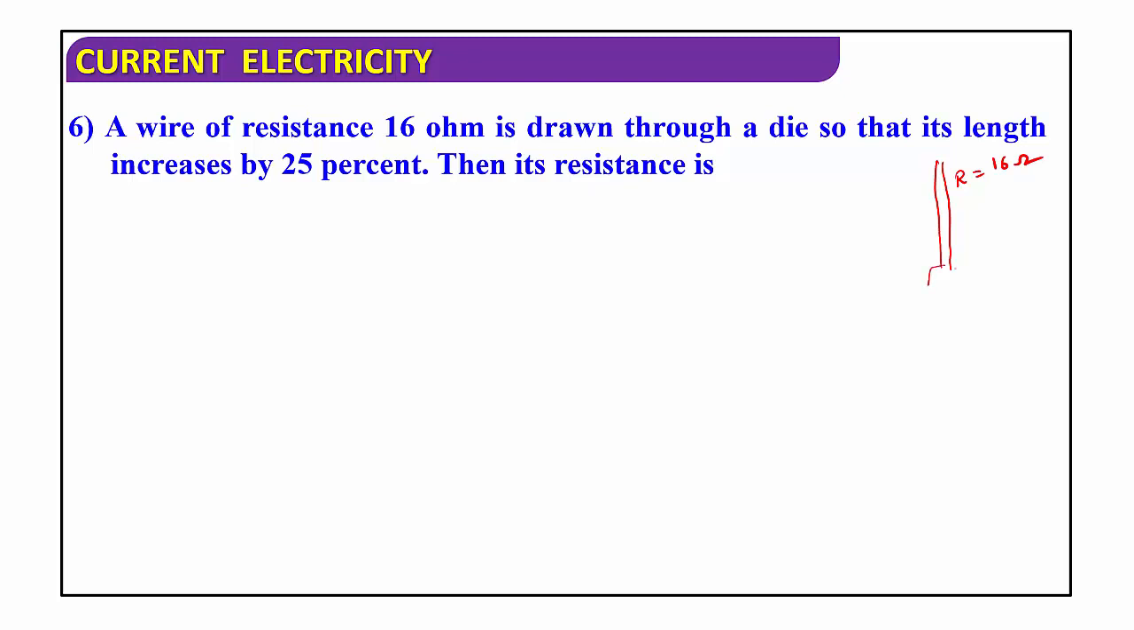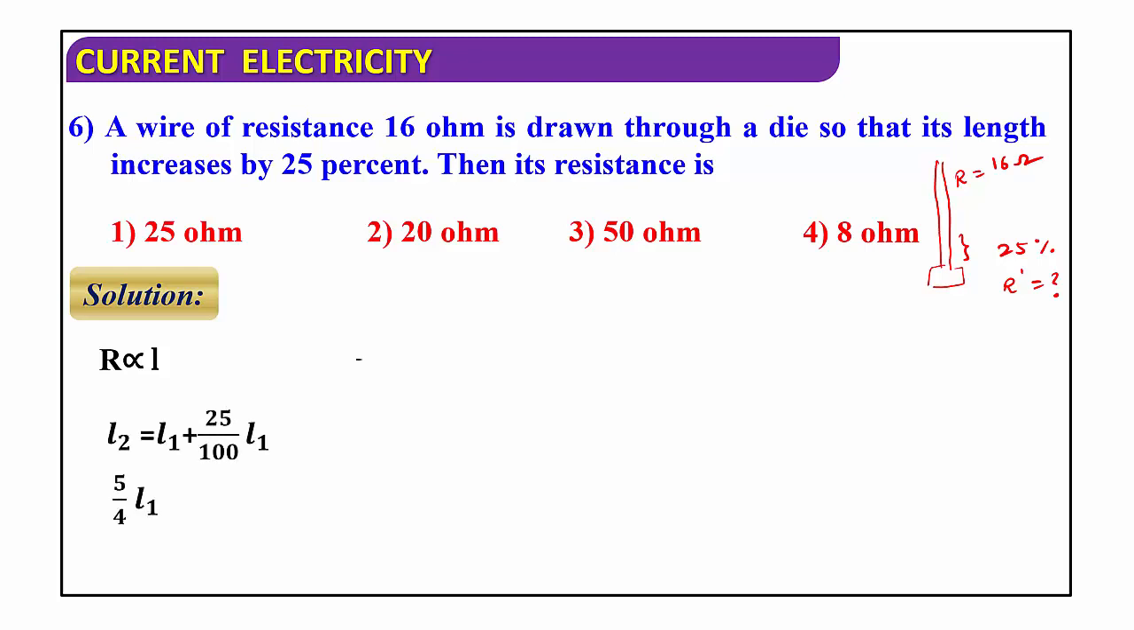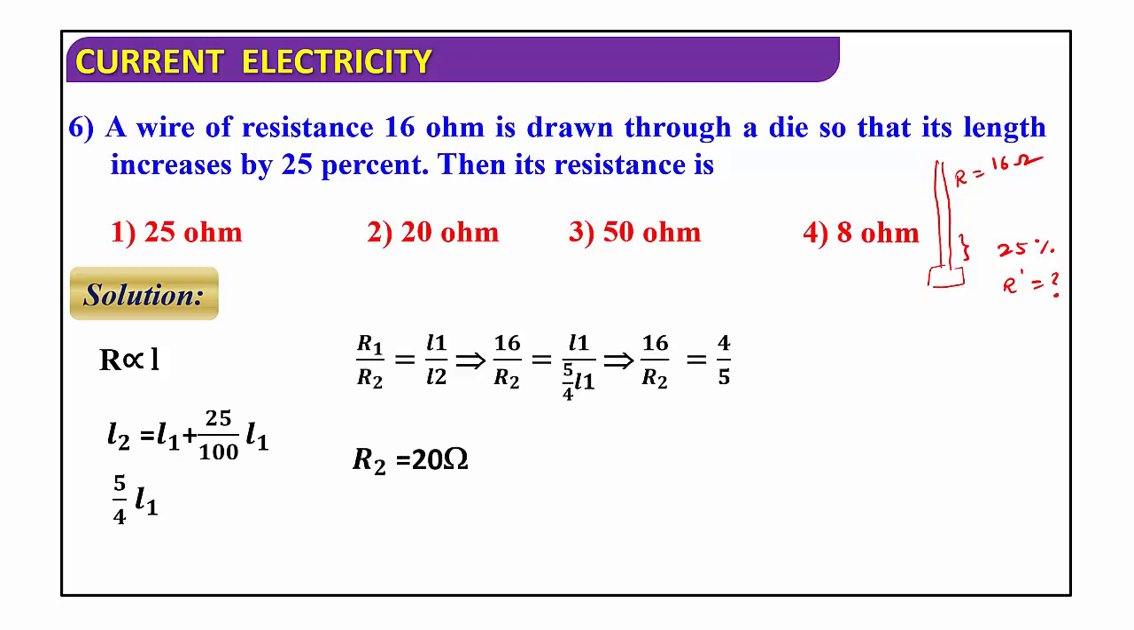So here let us consider a die. So that its length again increases. So when its length increases by 25%, then its final resistance is. This is the question. Right, come to the 4 options. They had given 25 ohm, 20 ohm, 50 ohm and 8 ohm. Right, so for the solution, they had given that resistance is directly proportional to length.